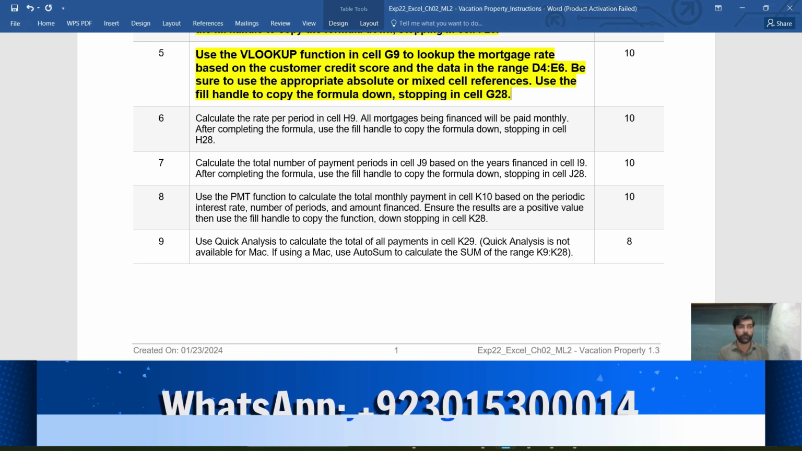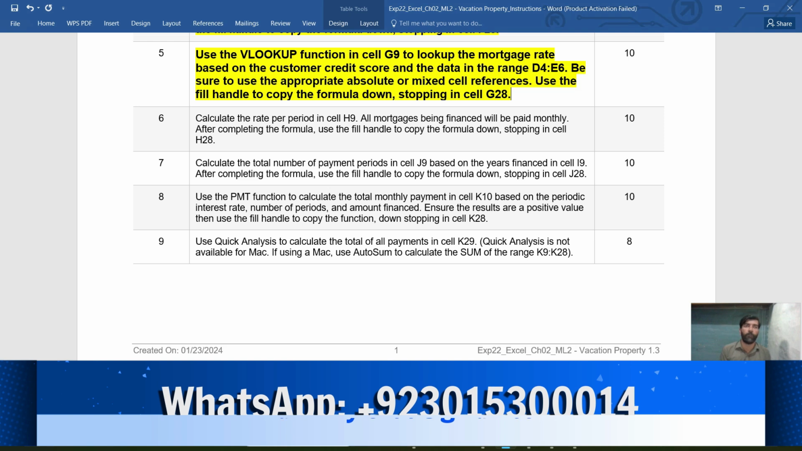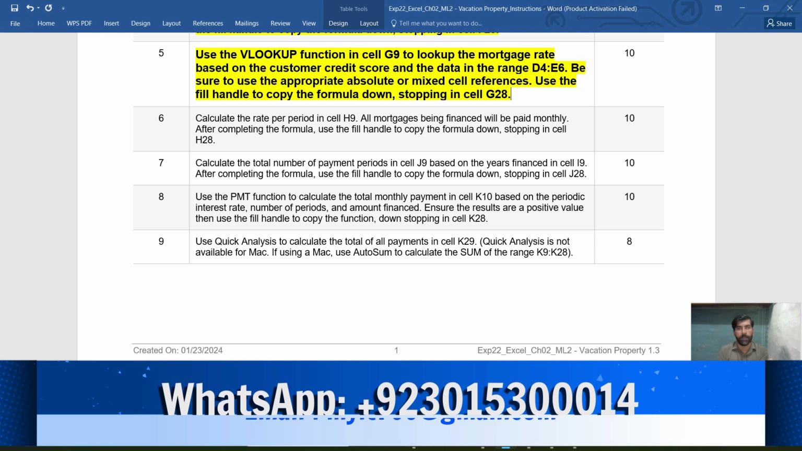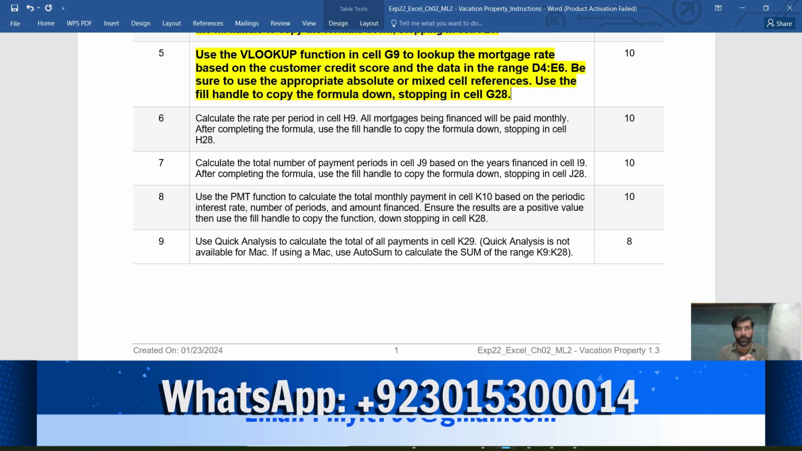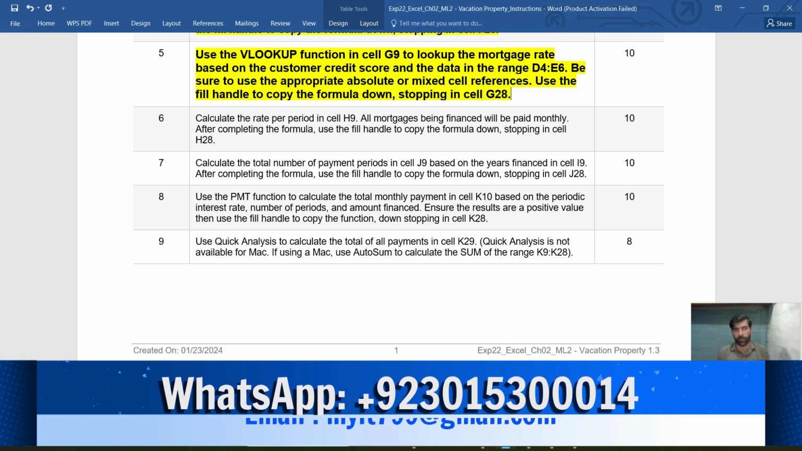Respected student, this is step number 5, and the instruction says we have to use the lookup function in cell G9 to find the mortgage rate. In this, the credit score is the basis, and the range is D4 to E6. We have to use reference and absolute values and then copy it down to G28.